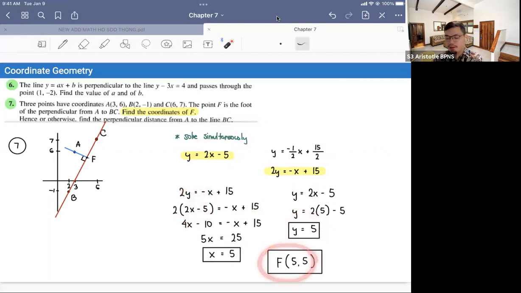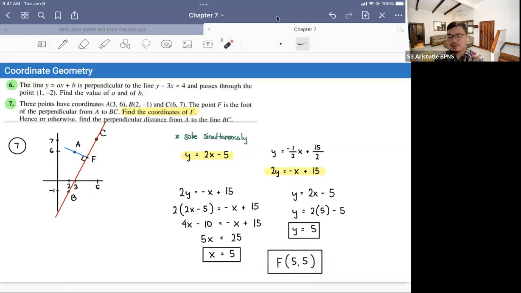So therefore, the coordinates of point F is 5, 5. So this is 5 and 5, which makes sense because it's over here and then over here, which is next to 6, right? So that's it. That's the coordinates of point F.